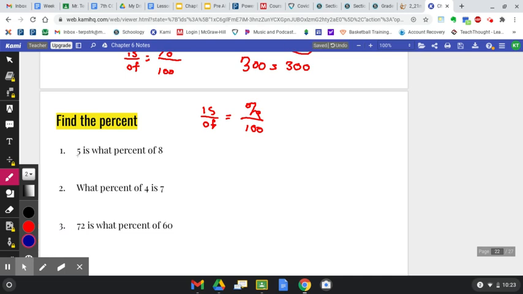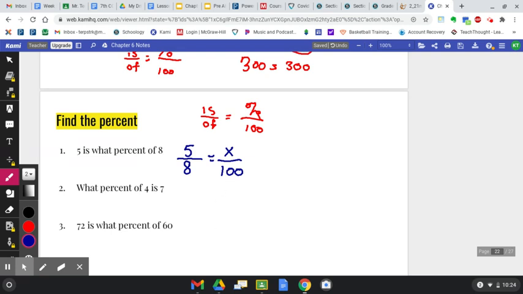So let's look here. It says 5 is what percent of 8? That's going to be my variable, I'll just use x. So of is 8, is is 5. There's my variable, and there's 100.